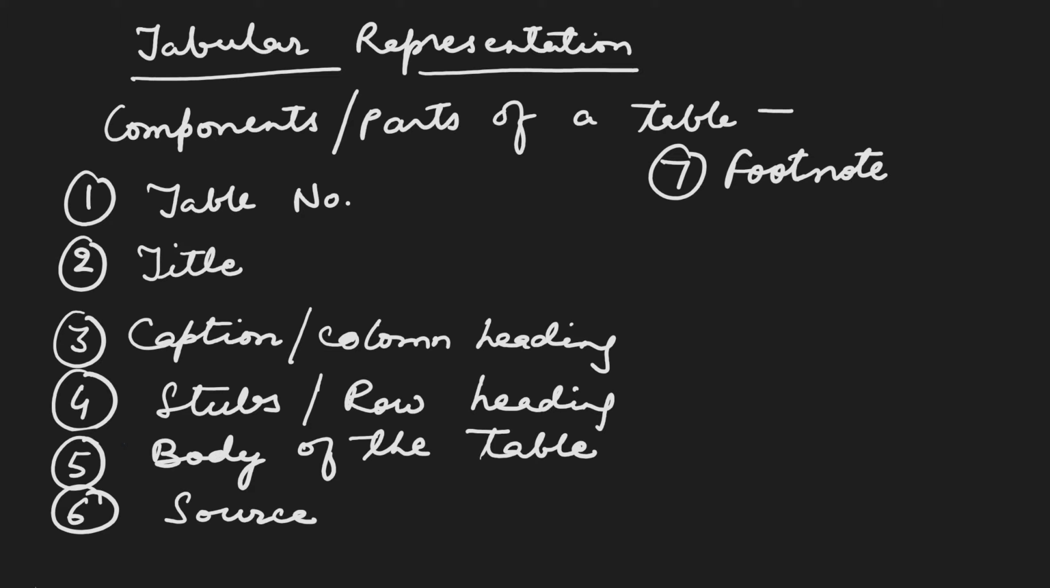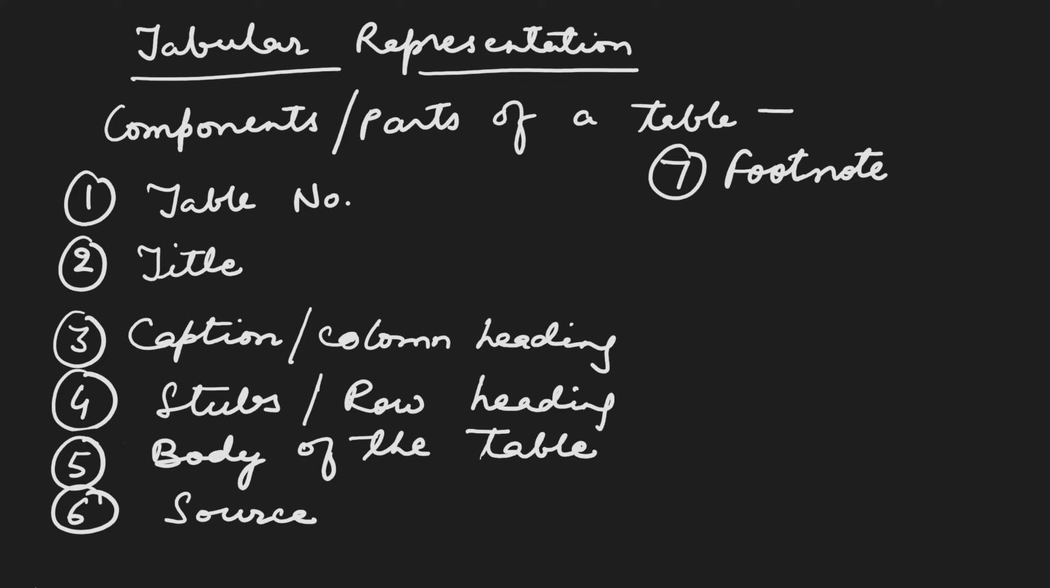First is the table number. A table number can be like table number 1, 2, 3, 4 if multiple tables are to be presented, so that one can refer to any table very easily. For example, we can say in table number 1, the population distribution for the working population is given. So it is very easy to refer to a table by its number. It is good to put a number on a table, and it is an essential part as well. A table must have a table number.